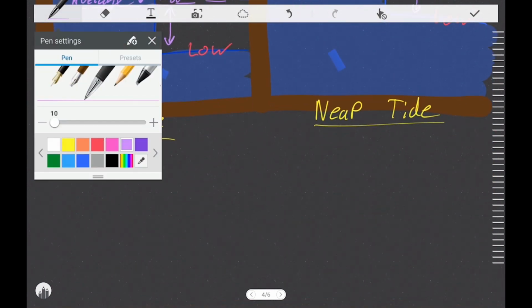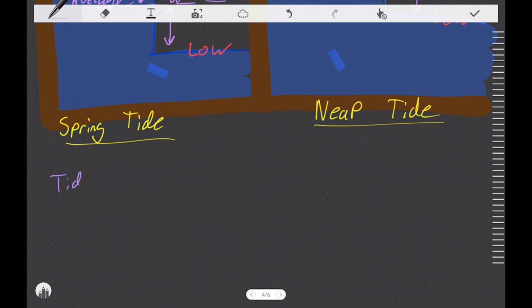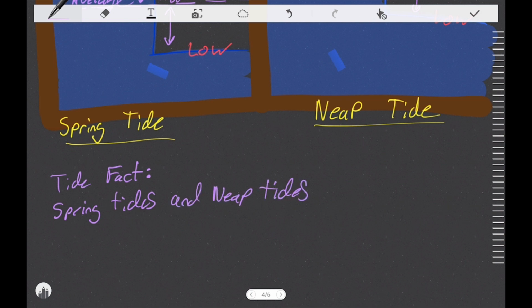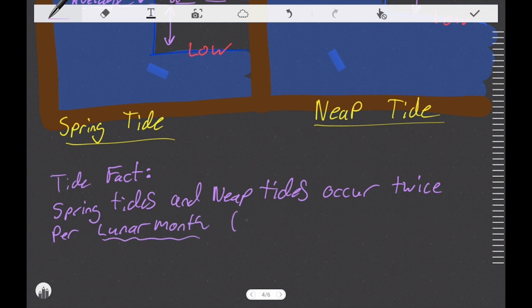Now I want to give you one more tide fact. Spring tides and neap tides each occur twice per lunar month. So one lunar month is approximately 27.2 Earth days, and what that means is that about every 7 days we're going to have either a spring tide or a neap tide. So if today was spring tide, 7 days later I would experience a neap tide. And then 7 days after that, it would be a spring tide again.